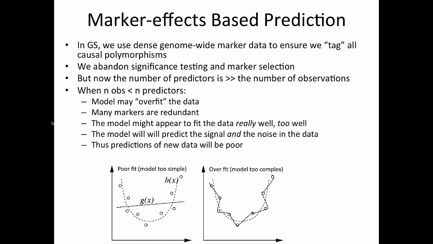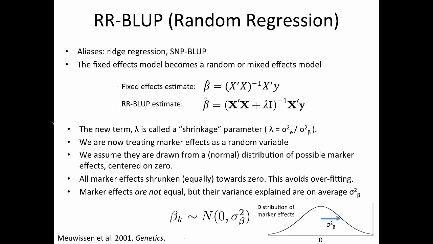The solution that we're going to use is called ridge regression, RR-BLUP. You'll see a lot of aliases; I'll call it random regression. It's also called SNP-BLUP. This is a similar model to what we've already talked about, just multiple regression, but instead of a fixed effects model, it's a mixed or random effects model. This is the matrix algebra form for the fixed effects estimate of the regression slopes in a multiple regression, where X in this case would be your marker matrix.